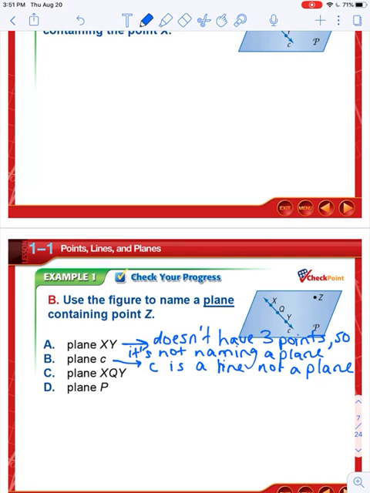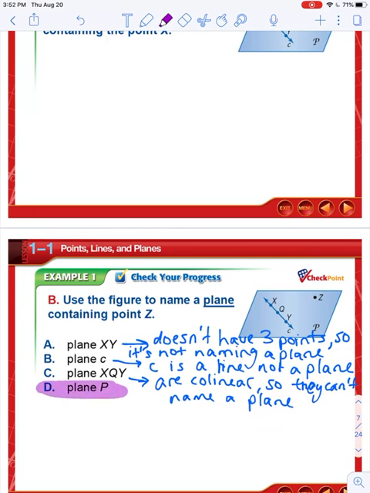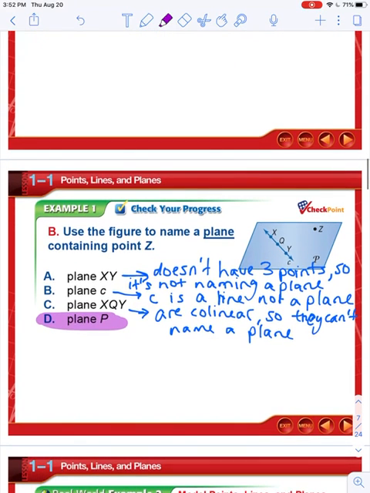And plane XQY are collinear points. So these can't name a plane. That leaves us with our last choice, plane P. So we have a capital scripted P is how we can name that plane. Okay, so there's some reasons why those ones don't work and what you need to pay attention for.